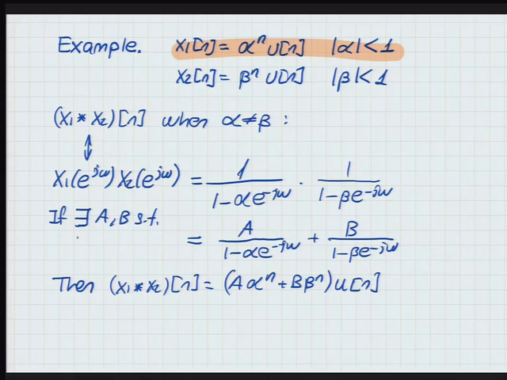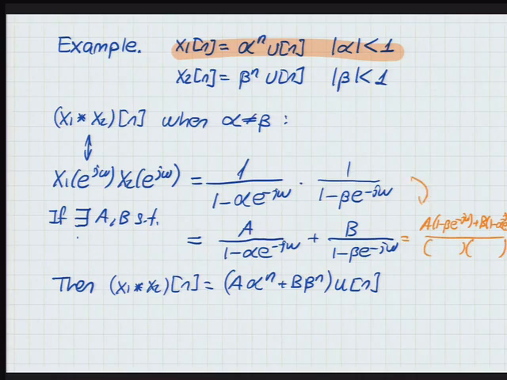So now, do they really exist, A and B? Turns out they do, because what you can do is you can try to match the two expressions here. This you can write as A(1 minus beta e to the negative j omega) plus B(1 minus alpha e to the negative j omega). And you have the product of the two terms in the denominator.